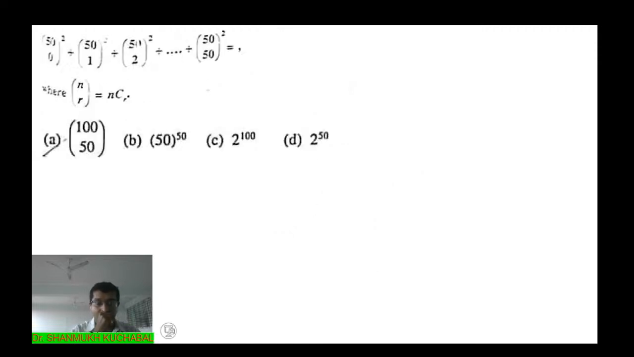Okay, we'll move to the next example. It is the sum of squares, like this. It is nothing but a combination. So this expansion is in the form nC0 whole square, next nC1 whole square.